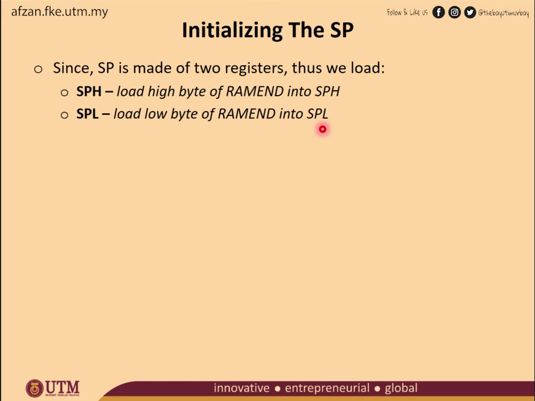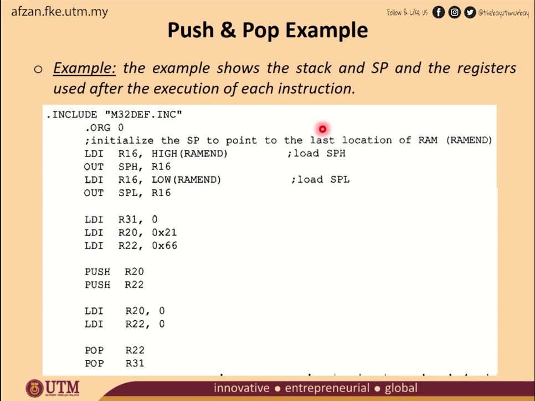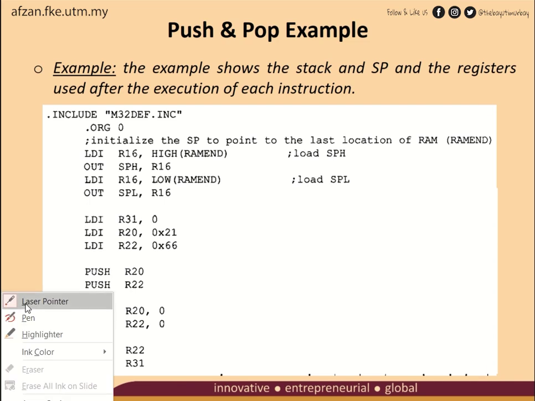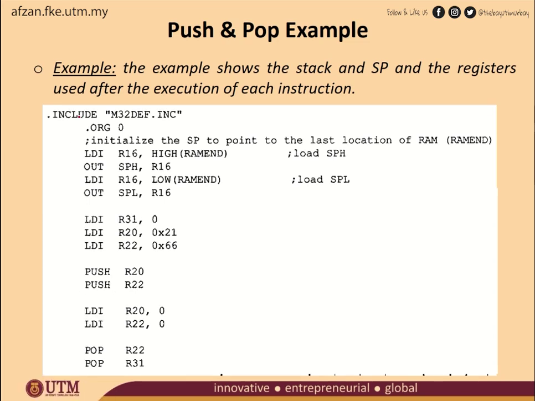Okay, so let's look at how we're going to initialize the stack pointer. Right, so first things first, you write down the include m328Pdef.inc. Why are we going to include this file here? Because we are going to initialize the stack pointer. Your stack pointer actually is inside of your IO register.